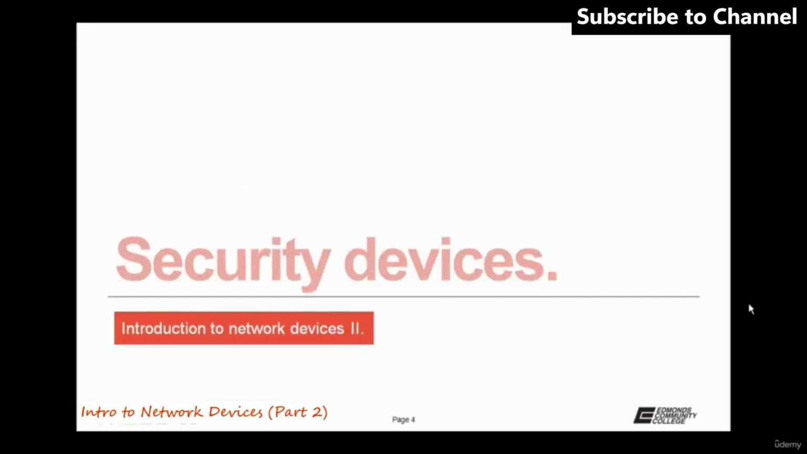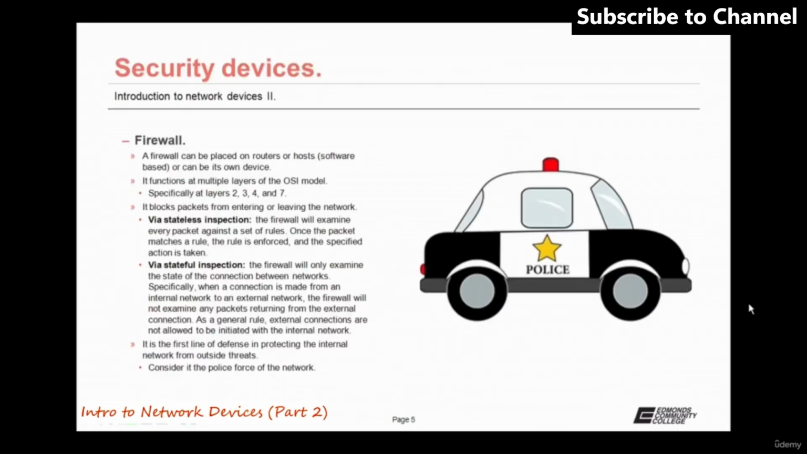And we will begin by talking about security devices. First up is the firewall. Now, a firewall can be placed on routers or hosts in that it can be software-based, or it can be its own device. A firewall functions at multiple layers of the OSI model, specifically at layers 2, 3, 4, and 7.